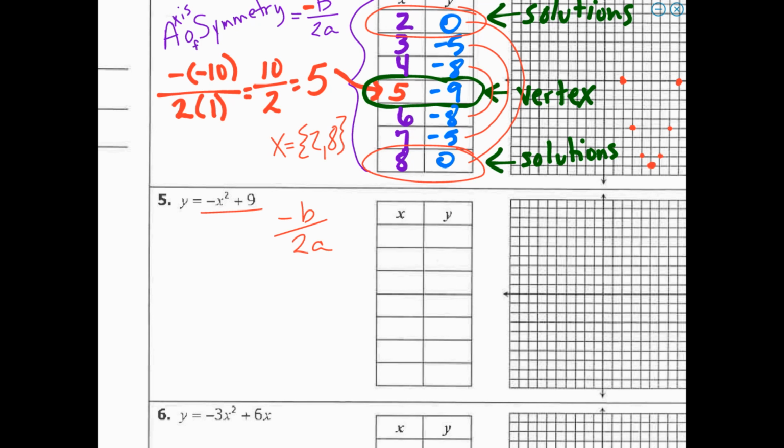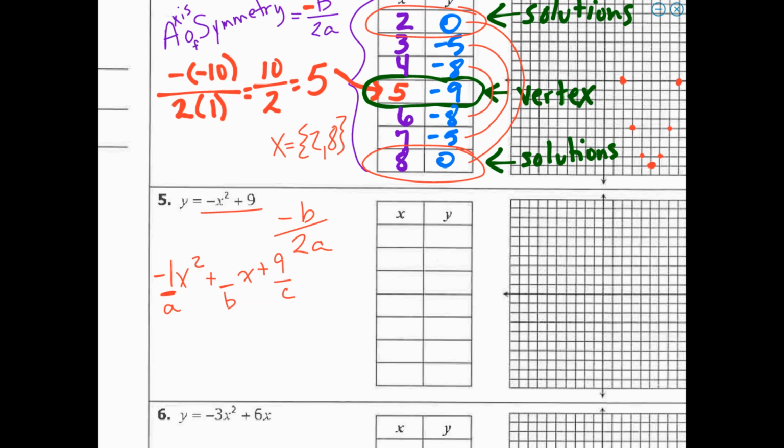Your 9. Nope. Your what? Nope. Do I have a number paired with a regular x? No. No, right? I've got -1x squared, so that's my a, right? But I don't have anything paired with an x, because that's my b. Then I've got 9, so that's my c.